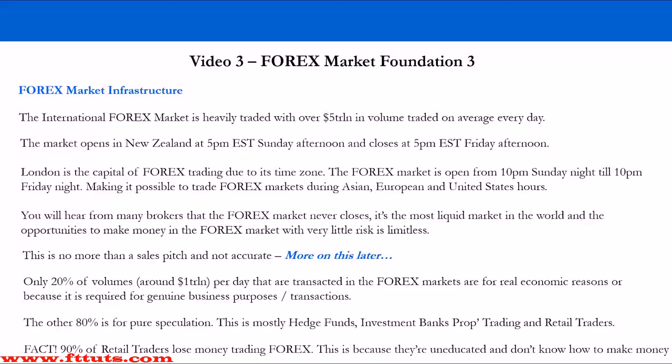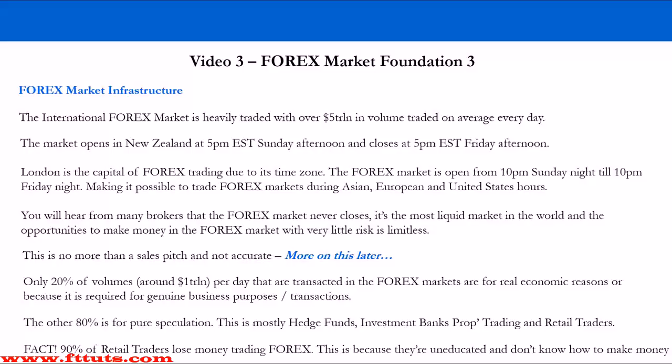And as a retail trader, you're going to hear a lot of marketing and advertising from Forex brokers, basically telling you that the Forex market never closes, that it's the most liquid market in the world, and that the opportunities to make money in the Forex market with very little risk are basically limitless. Well, it's obviously not true. It's basically no more than a sales pitch, and it's not accurate in the slightest. More on this later as we go through the Forex market infrastructure when we get to retail brokers.